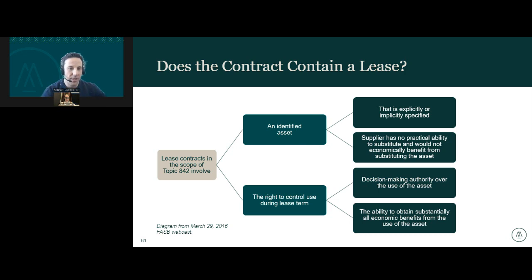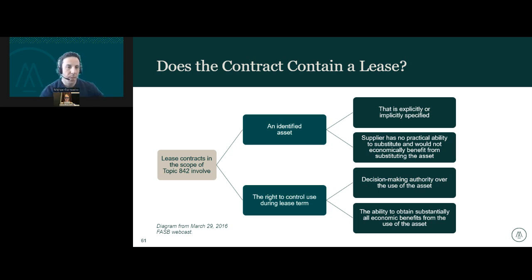And then the right to control the use during the lease term. So the lessee or the entity would need to have decision-making authority over the use of the asset, and the ability to obtain substantially all economic benefits. The standard is silent on what substantially all economic benefit is, but there's an interpretation that it is analogous to the 90% of fair value used in determining whether it's an operating or financing lease. So essentially, the entity would consume about 90% of the fair value of the asset. And the definition of control is the same as that used in ASC 606 or 810.